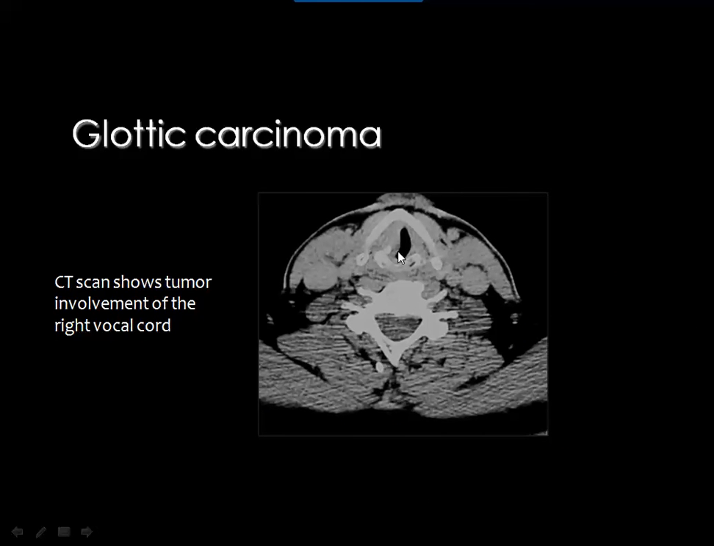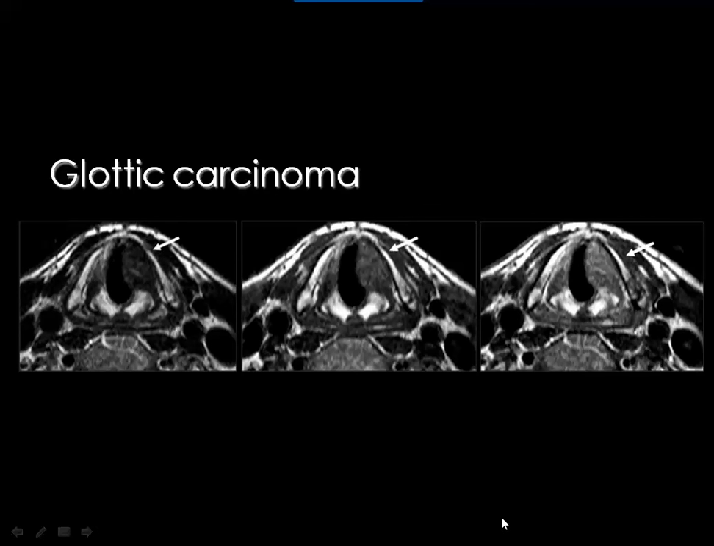And here you see a glottic carcinoma on the right side. The arytenoid cartilage is sclerosed, the vocal cord is diffusely swollen, and there is minimal involvement of the anterior commissure. And these are the images obtained by the surface coil specific for the larynx.